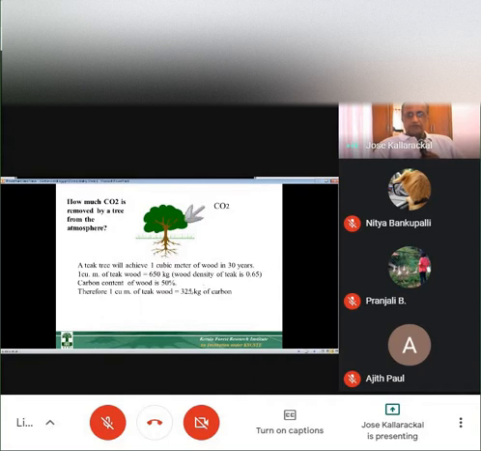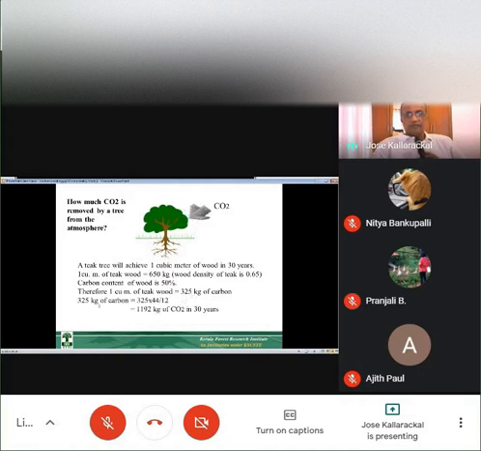Now, therefore, 1 cubic meter of teak wood is equal to 325 kilograms of carbon. What does it mean? 1 cubic meter of teak wood is equal to 325 kilograms of pure carbon. That is 650 divided by 2, that is for 50%, we get 325 kilograms of carbon. Now, 325 kilograms of carbon is equal to 325 multiplied by 44 by 12.